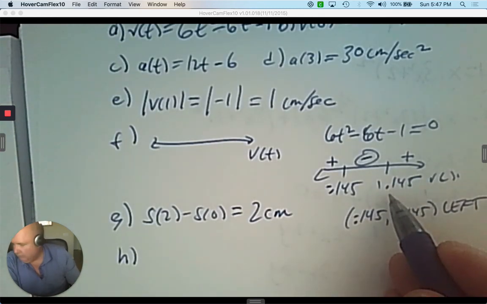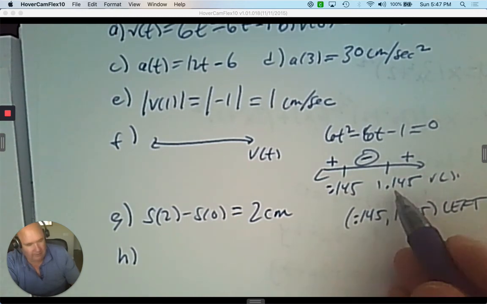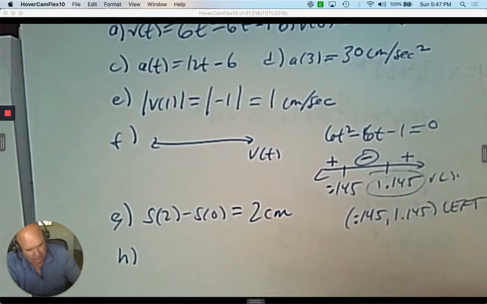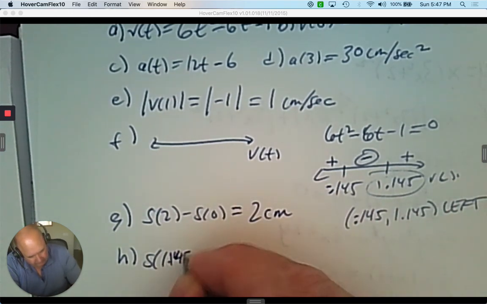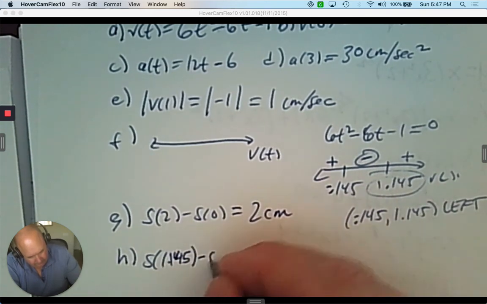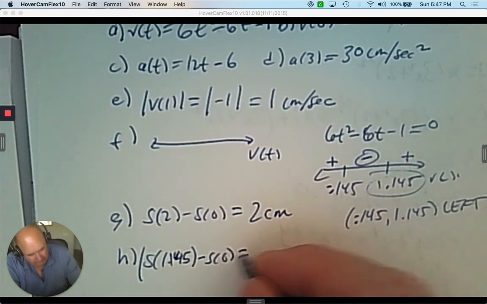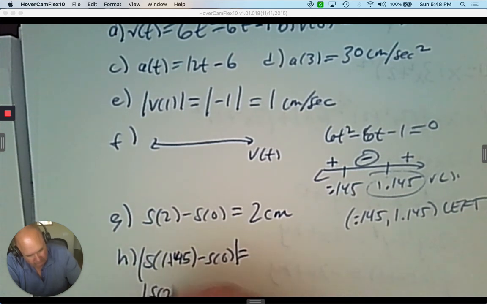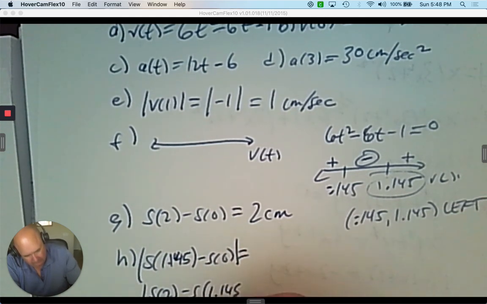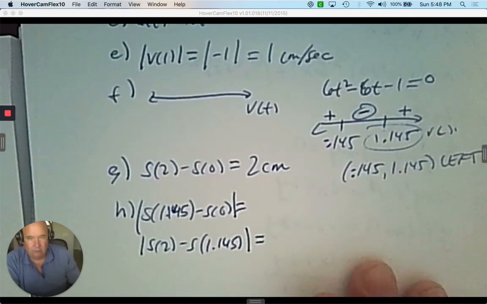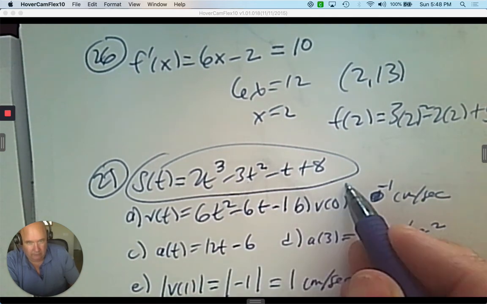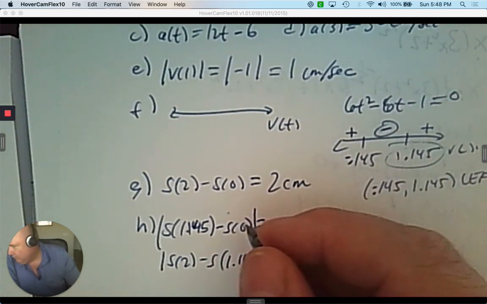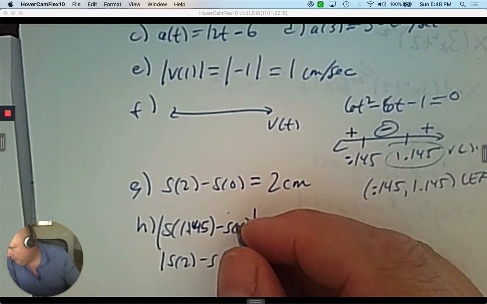Between 0 and 2, we do have it changing directions here. So for total distance, I got to use 1.145 and the absolute value of that. And then I got to use 1.145 again. Plug this, using your calculator, into this up here. So this is what you would plug in to get your answer. So 1.145 and take away that.